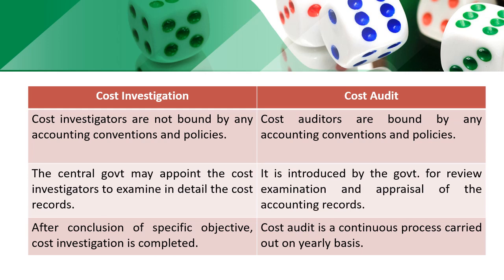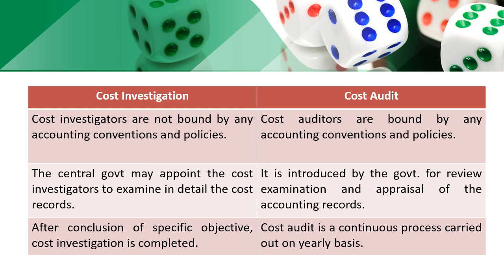Then the central government may appoint the cost investigators to examine in detail the cost records. But in case of cost audit, it is introduced by the government for review, examination and appraisal of the cost accounting records. So sometimes the central government wants to investigate certain affairs of the company in detail. That's why they order the cost investigation. And in case of cost audit, the government requires companies to get their records appraised by the cost auditor, and they conduct the cost audit.